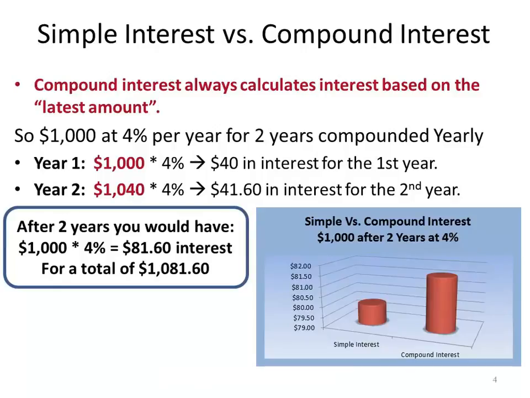Compound interest always calculates the interest based on the latest amount. So let's take that same $1,000, put it into a savings account. I get 4% per year, but now it's compounded yearly. So I take that $1,000. At the end of the first year, I will get $40 interest. I will take that $40 interest and add it to the principal amount, which is $1,000. So now I have $1,040. Now I'm going to get interest on that $1,040, which will make my interest at the end of the second year $41.60, which will make my total interest $81.60, and I will have a total amount of $1,081.60 in my savings account at the end of 2 years.